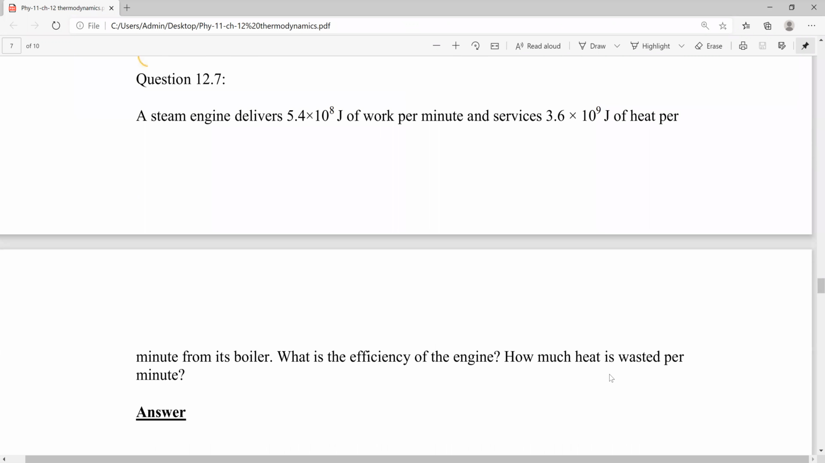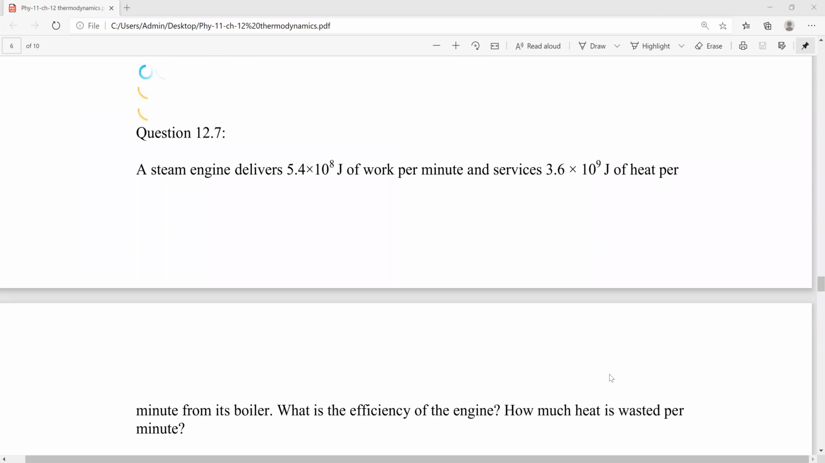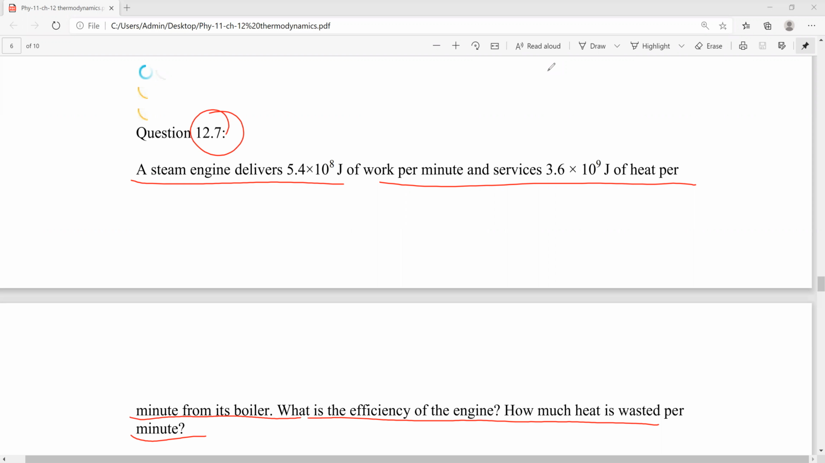So look, what does 12.7 ask? A steam engine delivers 5.4 into 10 to the power of 8 joules of work per minute and draws 3.6 into 10 to the power of 9 joules of heat per minute from its boiler. What is the efficiency of the engine? How much heat is wasted per minute? So let us see how to solve this one. 12.7 it is.